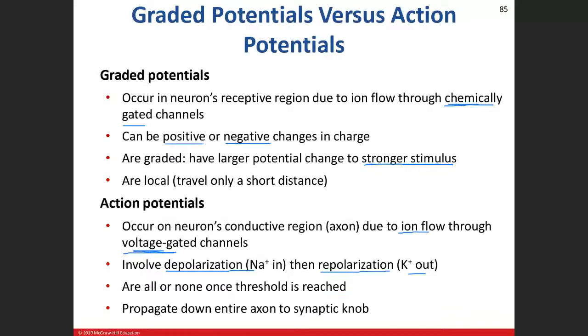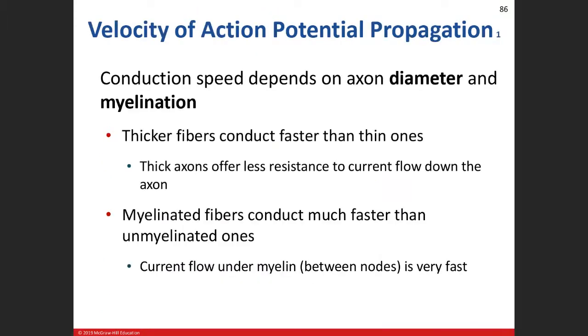Whereas an action potential is all or none. Once we reach threshold, boom, it doesn't matter. It's not going to change the intensity. Graded potentials, we can change the intensity by making the stimulus stronger. Graded potentials are local. They're only going to occur in the dendrites and the receptive segment. And it's short, and it travels a short distance. Whereas action potentials will go all the way down the entire length to the synaptic knob. They will not decrease in intensity. Good to know the differences between the two.